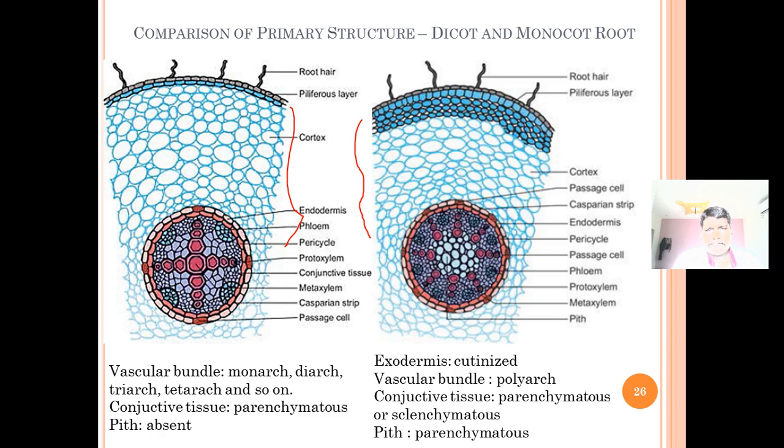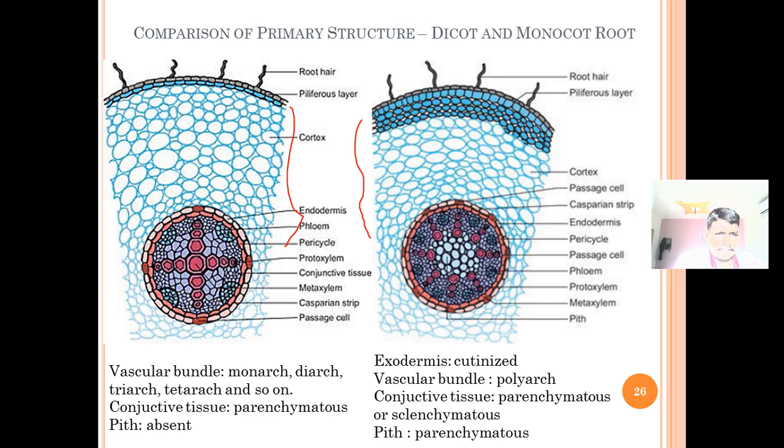But what happens here in the monocot root is that sometimes the epidermis will be shed out. That means it falls off. So some of the layers, that means two to three hypodermal layers, will become cutinized. That's it. Okay. So the cortex is made up of parenchyma. And coming to the vascular bundle.